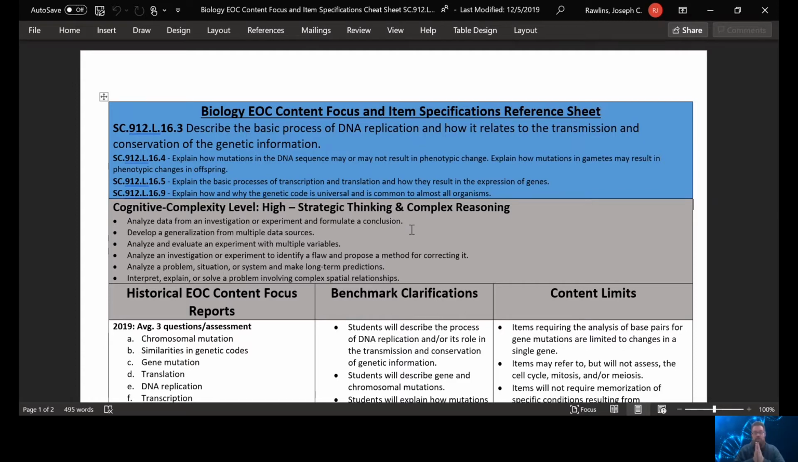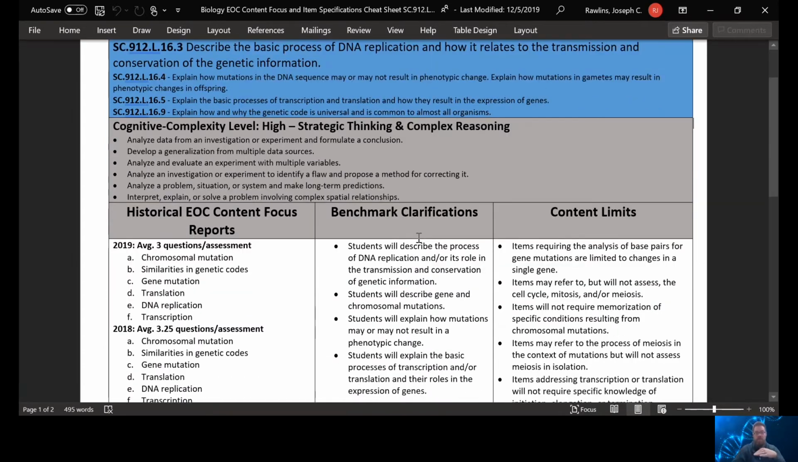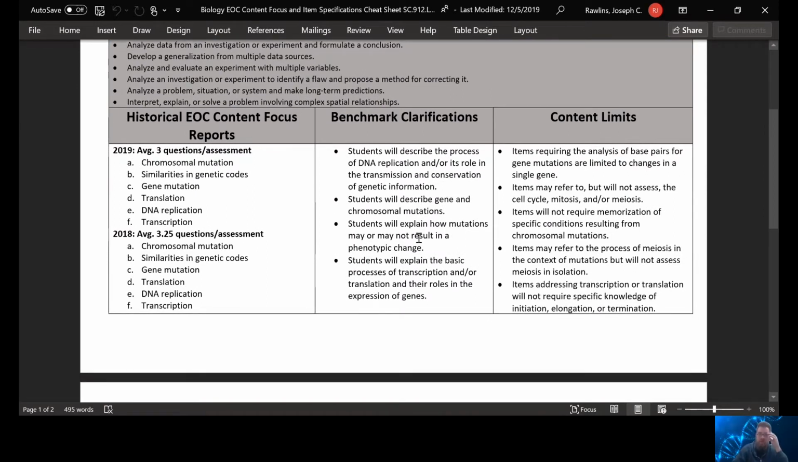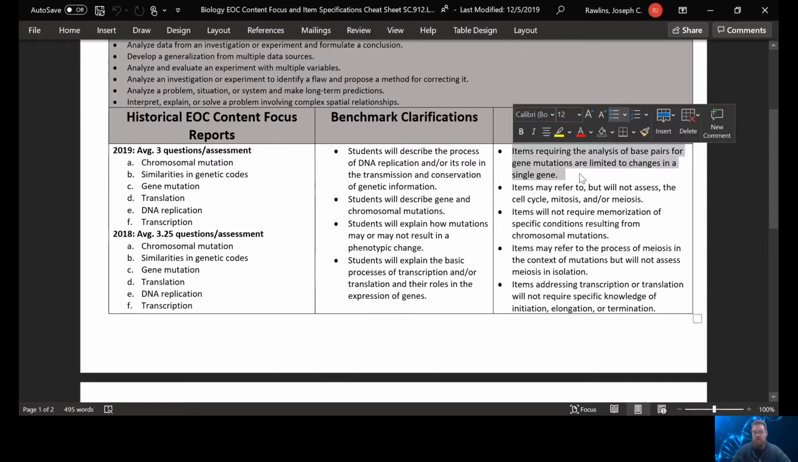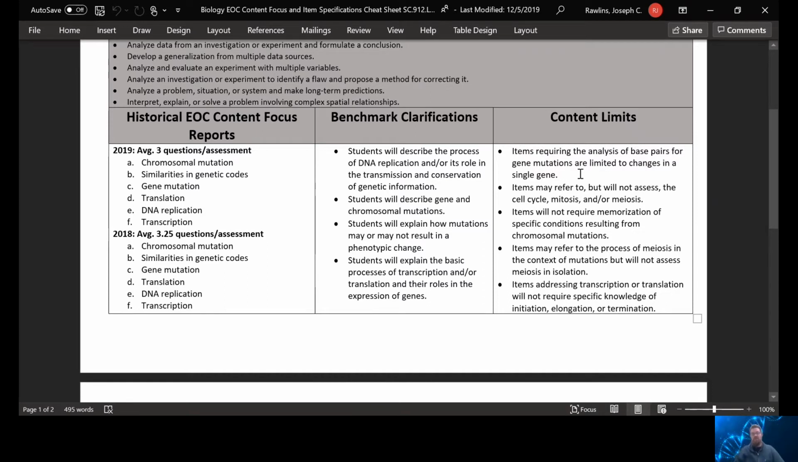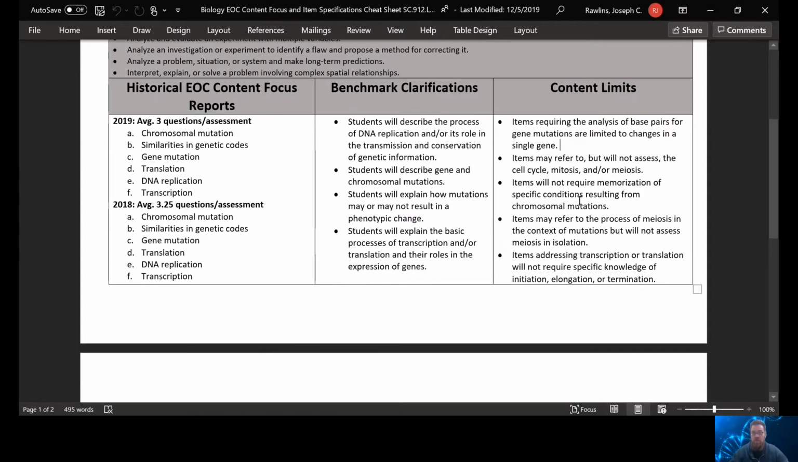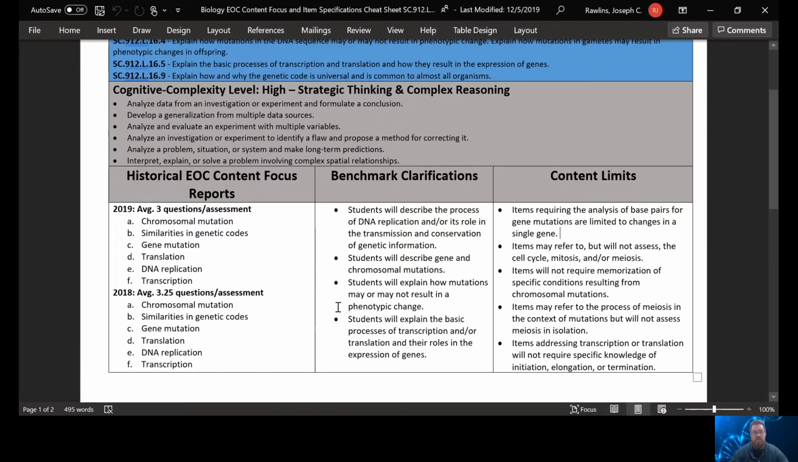We're also going to be taking a drop down here to look at benchmark clarifications. We need to describe the process of DNA replication or its role in transmission and conservation. Items requiring content and limits. This is important too. Items requiring the analysis of base pairs for gene mutations are limited to changes in a single gene. And I think that's all we need to know in regards to DNA replication.